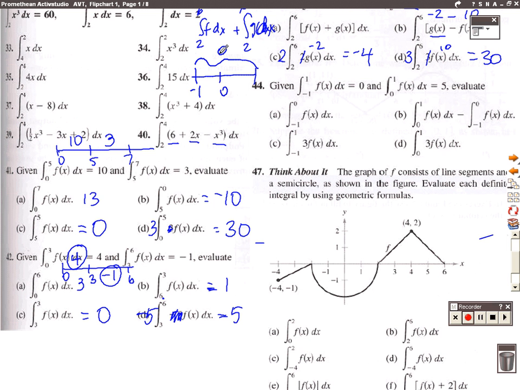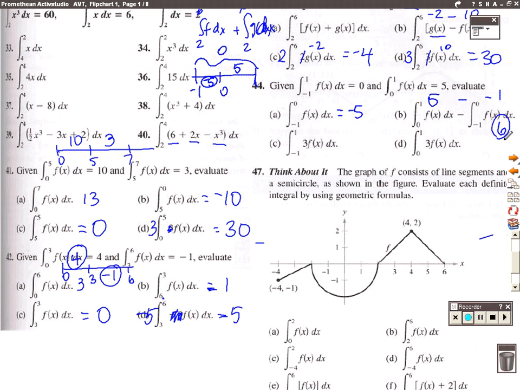0 to 1, or sorry, 0 to 1 is 5. So we know that this region has to be negative 5 to make a total of 0. All right, so from negative 1 to 0, we just answered that, is negative 5. From 0 to 1 of f is 5 minus negative 1 to 0, so that would be minus negative 1, so that would be a total of 6.